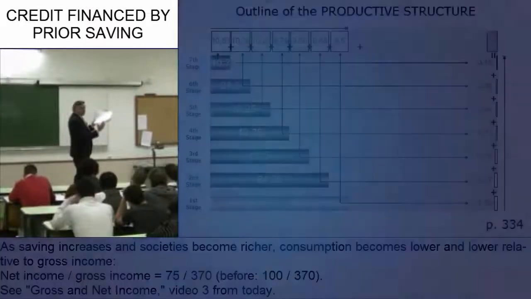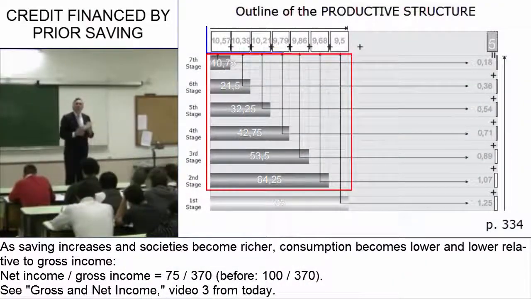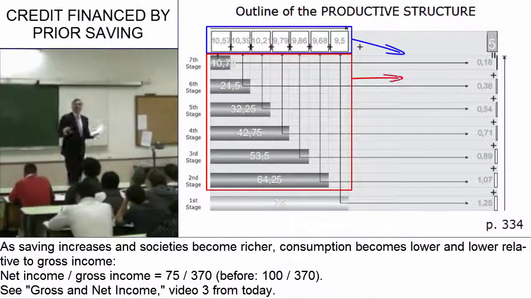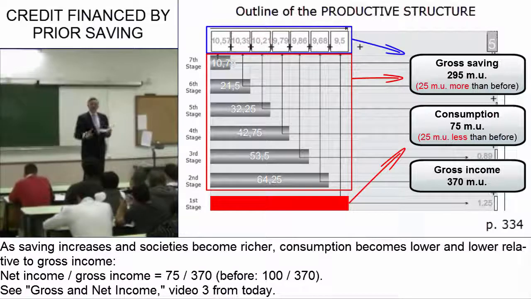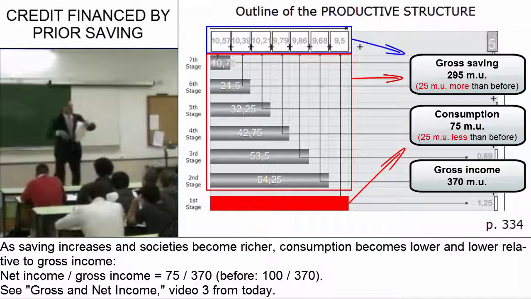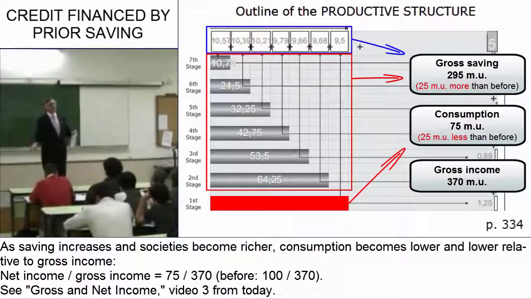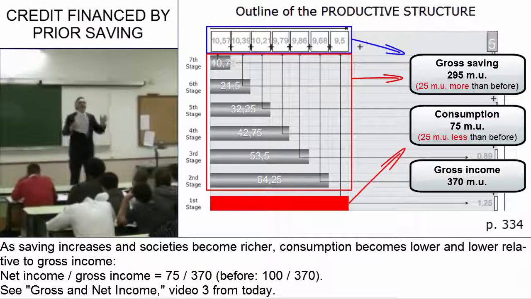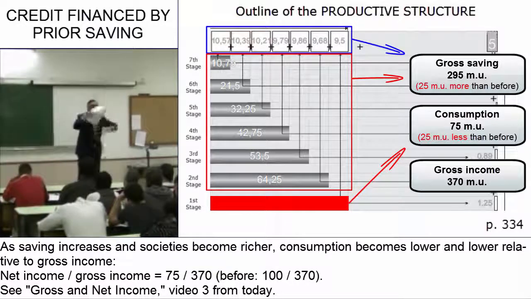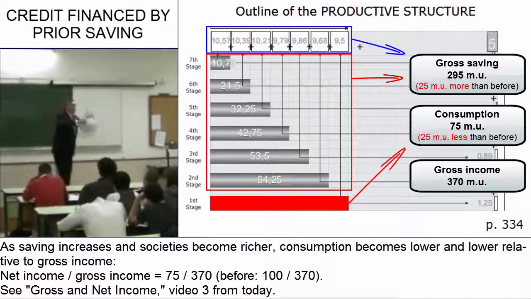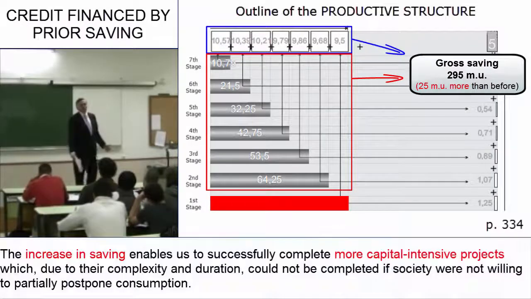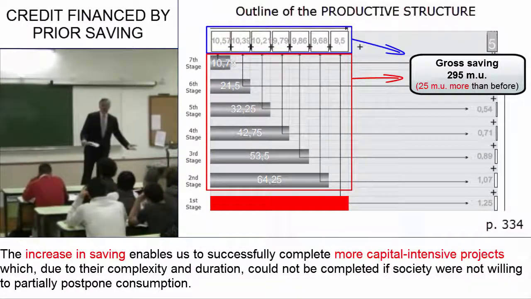The percentage represented by net income spent on consumption is lower. Before, it was 100 over 370. Now, it is 75 over 370. The income which changes hands is the same, but the amount devoted to consumption is much smaller. In India, a very poor country, most of the income which changes hands is spent on consumption. In Switzerland, most of the income which changes hands is spent on the stages distant from consumption, and thus these countries are much wealthier.